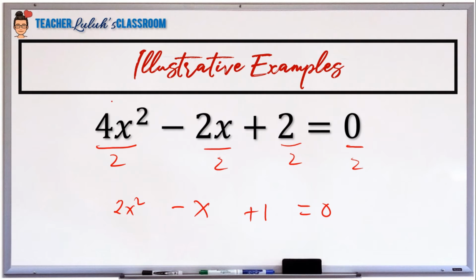Okay, so the first one will have a equals 4, b equals negative 2, c equals 2. But this equivalent will have a equals 2, b equals negative 1, c equals 1.